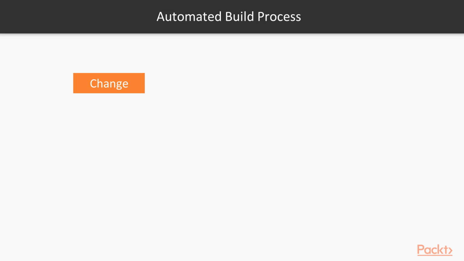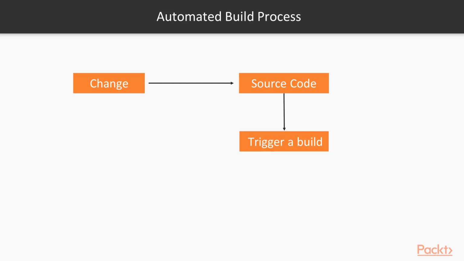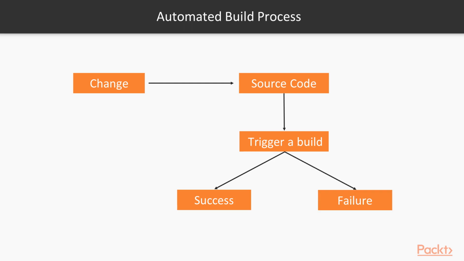So in such a process, you have to automate your build process. If the change is checked into your source code repository, you should automatically trigger a build. The build should not be a manual process. If it's a success, then that build is transferred onto whatever is the next environment. It could be the staging environment, it could be a production environment. If there's a failure, you would notify the development team accordingly.